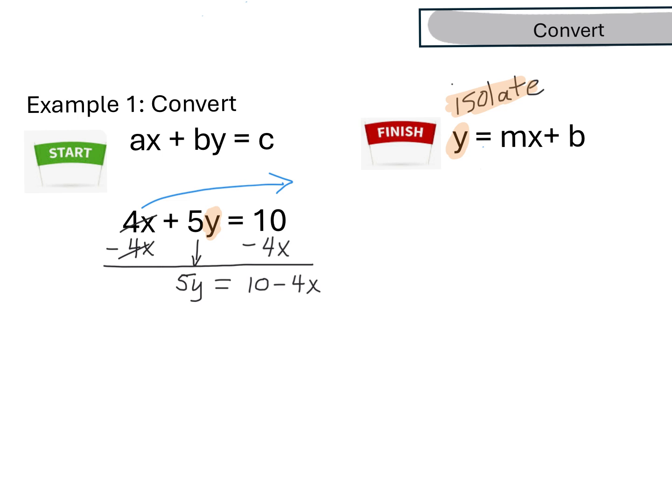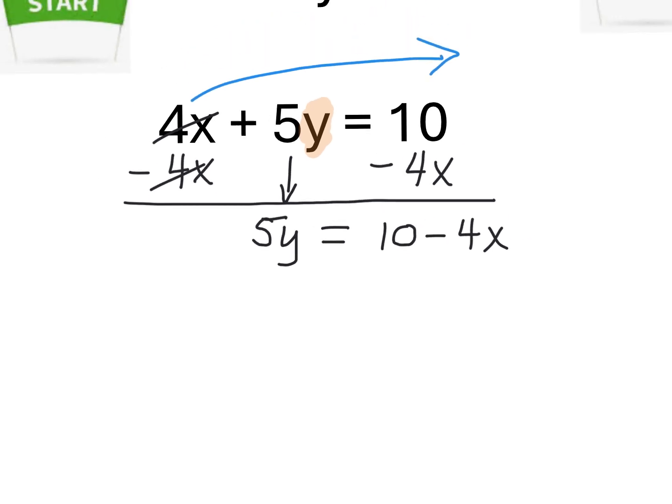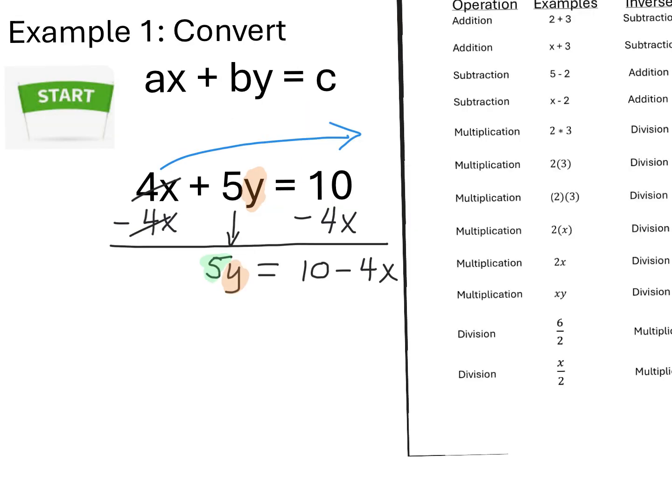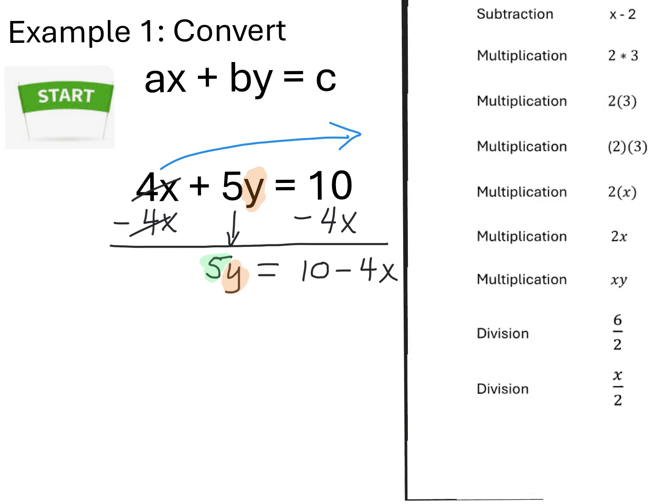So now if I look at what I have versus what I want it to look like, the y again needs to be all by itself. But if I look at what I have, the y is not all the way by itself. It's not isolated yet because I still have this 5. So I need to cancel out that 5. The inverse of that 5 is not minus 5. The reason we're not going to say minus 5 is because now I'm going to get out my handy little reference sheet that we've used in class before.